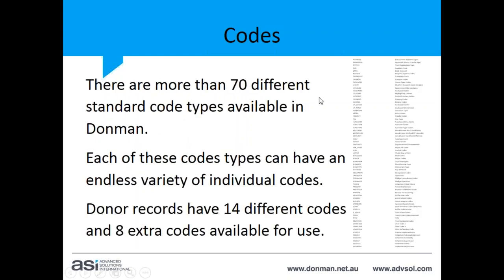So if we look at the number of codes, there are 70 different standard code types available in Donman. Each of these code types can have an endless variety of individual codes. The list you can see here, but not very clearly, is because there's just so many different sorts of codes that we can use in the database to be able to identify different sorts of records. Donor records themselves have 14 different codes, and 8 extra codes available for each donor's use. So there are quite a number of codes, and we can do that very well and have great structure, or we can do it where it's not the best and it's going to fight us every way when we're trying to pull a list of people out.